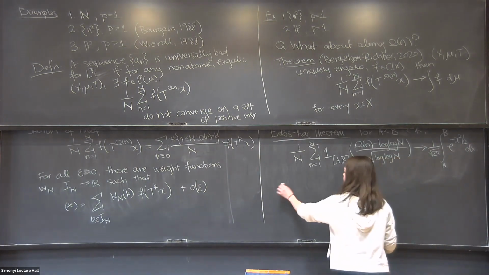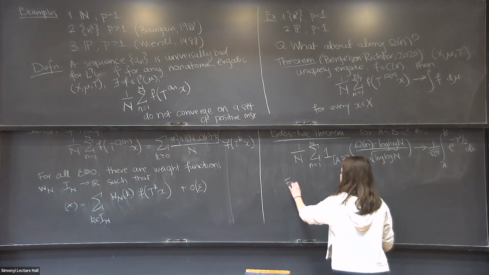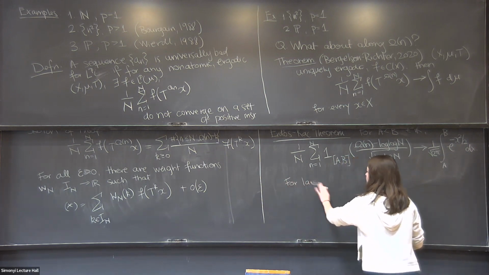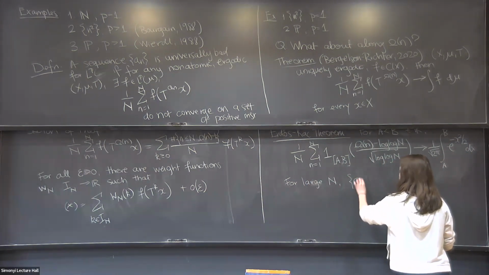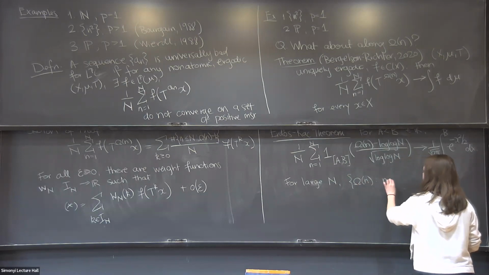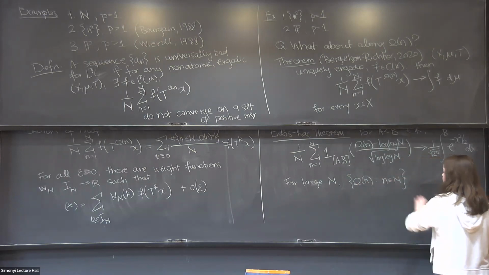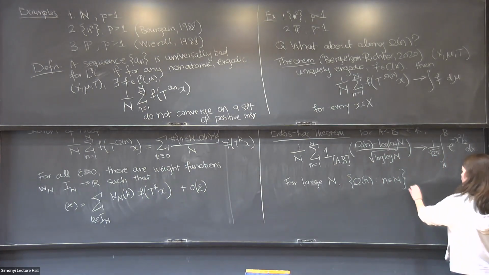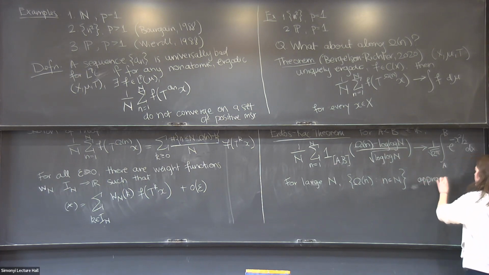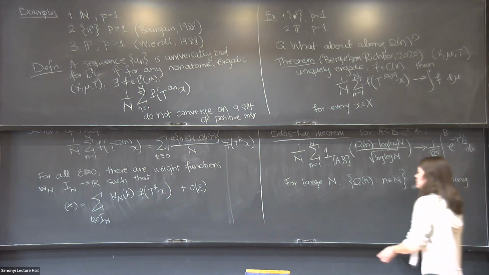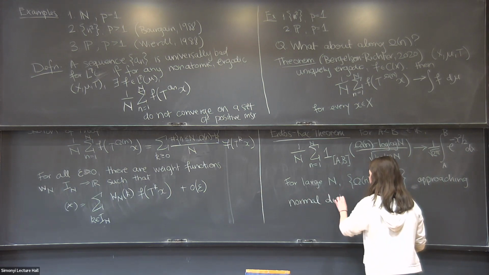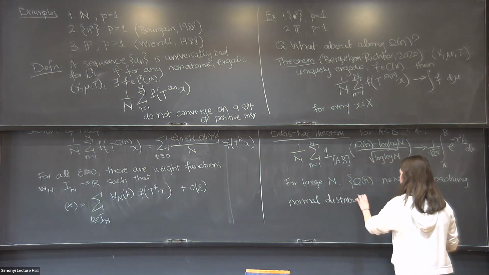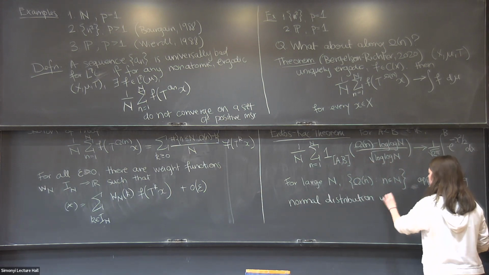So maybe in words, this means that for large n, we look at the first n terms of the sequence omega n. This is approaching a normal distribution with mean and variance log n.